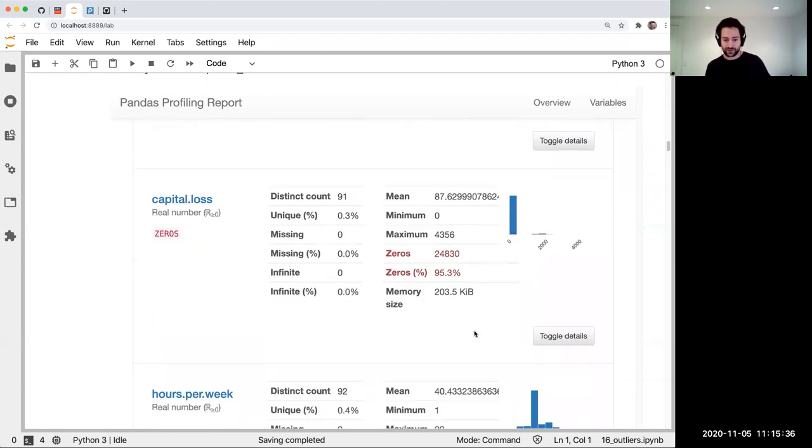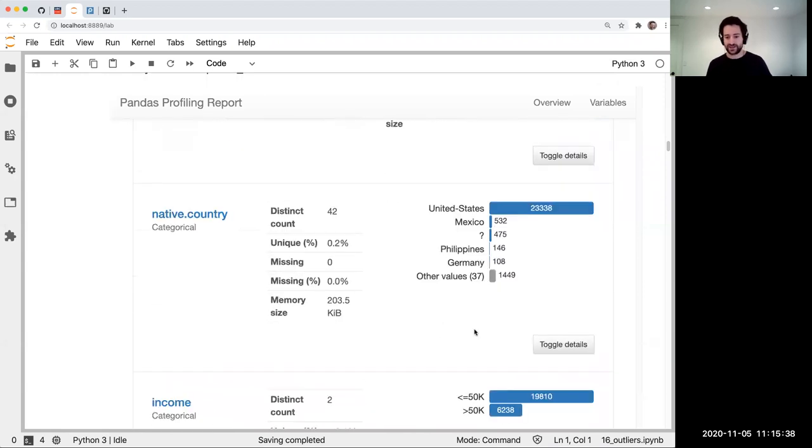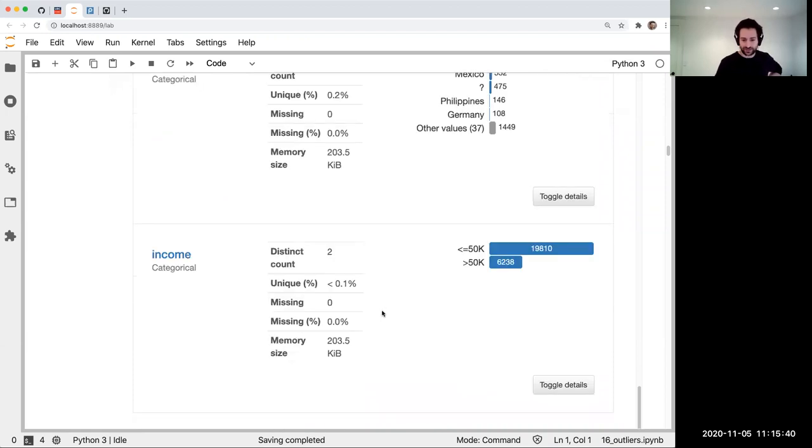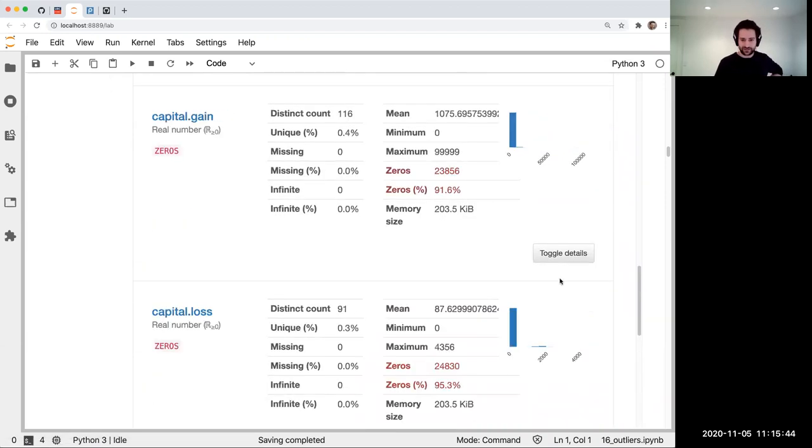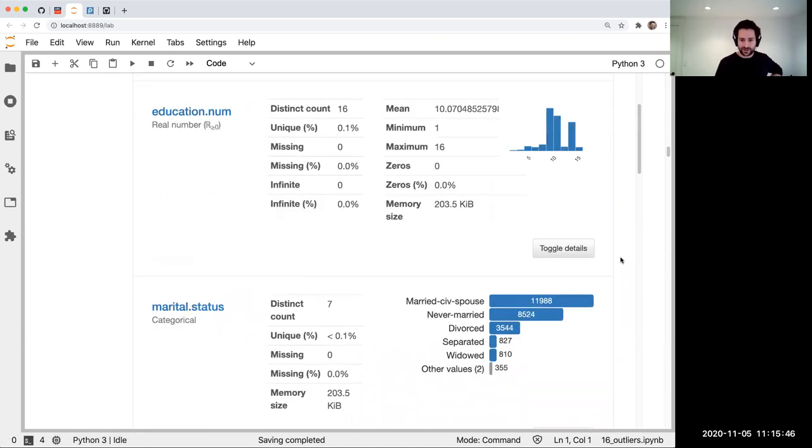Likewise with capital loss. And so this is kind of nice, although it's only looking at features one at a time. Pandas profiling actually has a way to look at features more than one at a time.